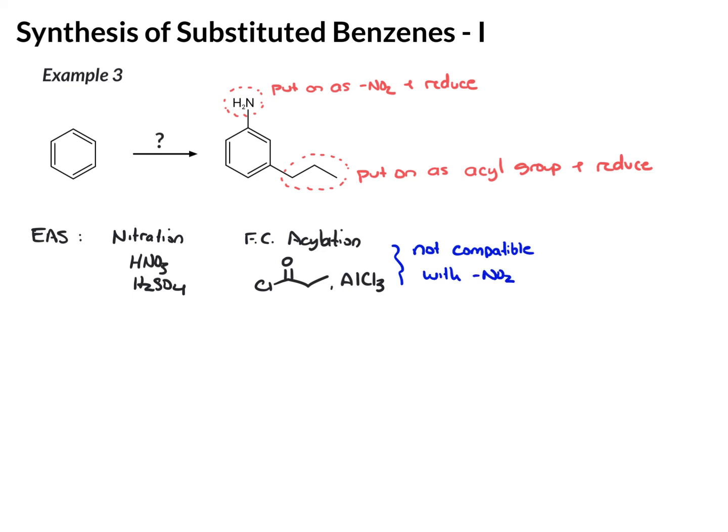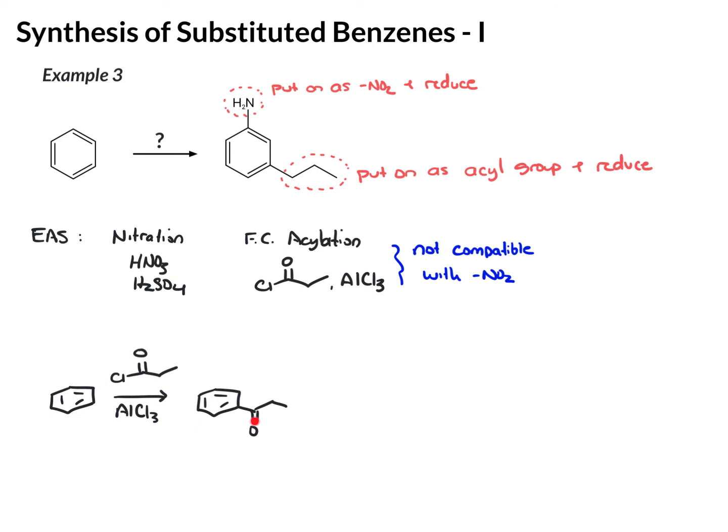So what does that tell us? That tells us we better do this Friedel-Crafts acylation first. And just a good rule of thumb in synthesis is if you can do Friedel-Crafts reactions as early on as possible, that's usually a good thing. So let's do our Friedel-Crafts acylation. We have this acyl group on the ring.